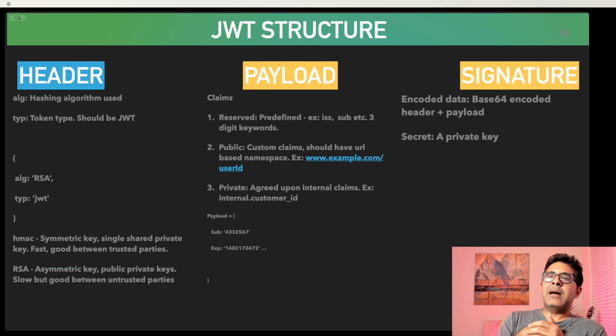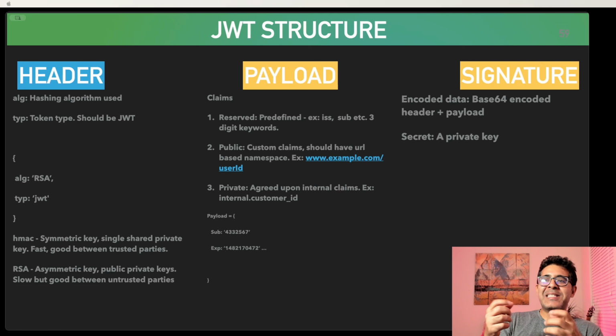Okay. And there are two types of algorithm. One is HMAC and the second is RSA. So HMAC is a symmetric key approach, where you have a single shared private key. It is fast and good between trusted parties. So if you know who you're going to be sharing the information with, it's a pretty good approach. So think of it as you have created a front-end application which is supposed to call your back-end application. Both the parties know each other in this case, right? This is a very crude example, so don't call me out on this. If you have a better one, please go ahead and add it in the comment box.